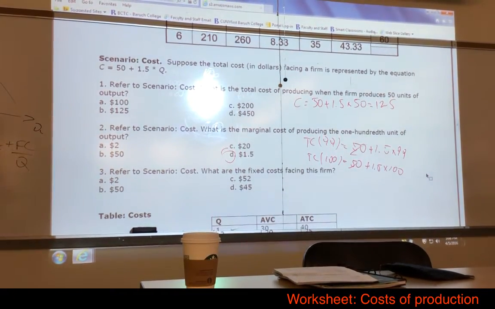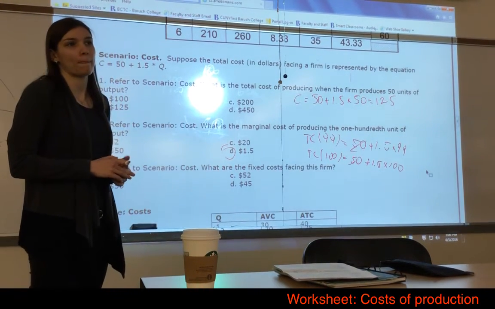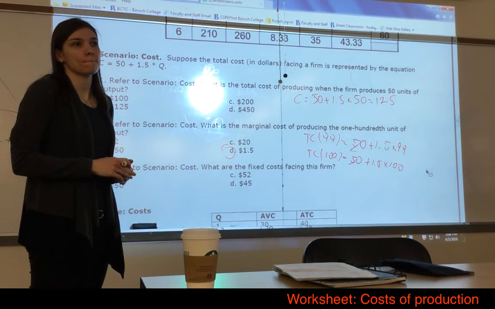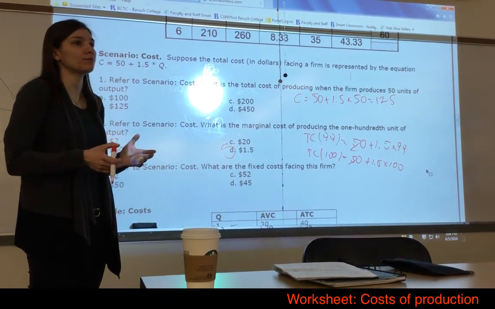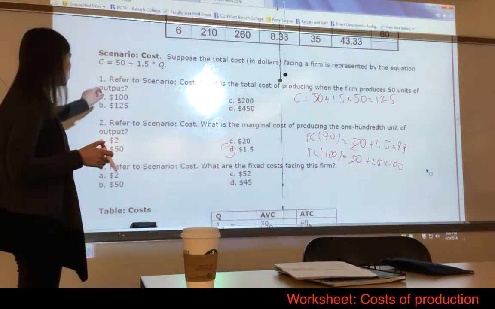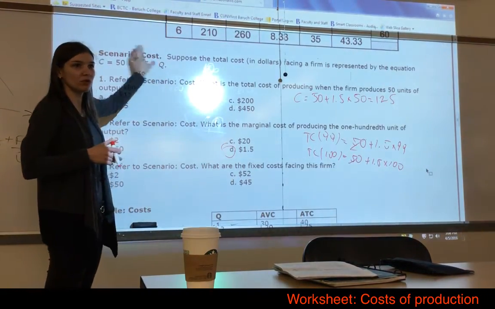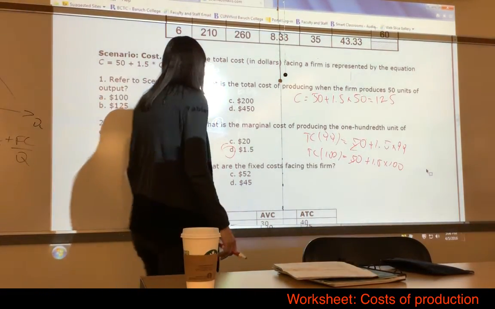What are the fixed costs facing this firm? Fixed costs, we know we're going to have to pay them no matter what, and we pay them even when we produce 0. Okay? So when we produce 0, and this is 0, total cost is 50. So that's why fixed costs are 50.